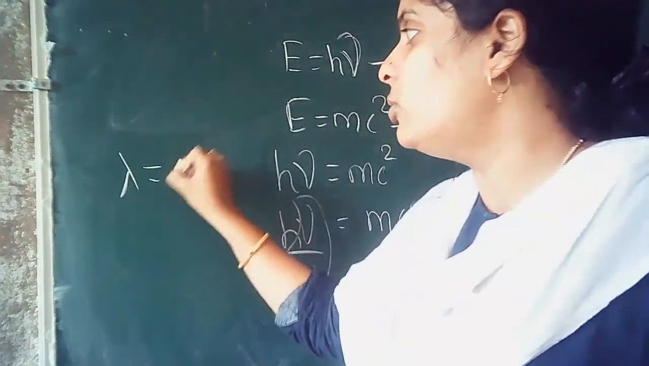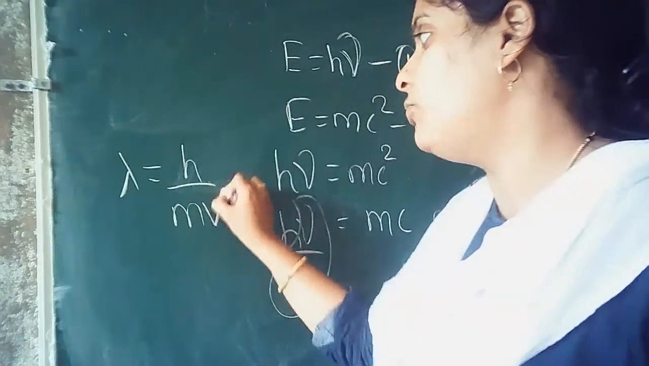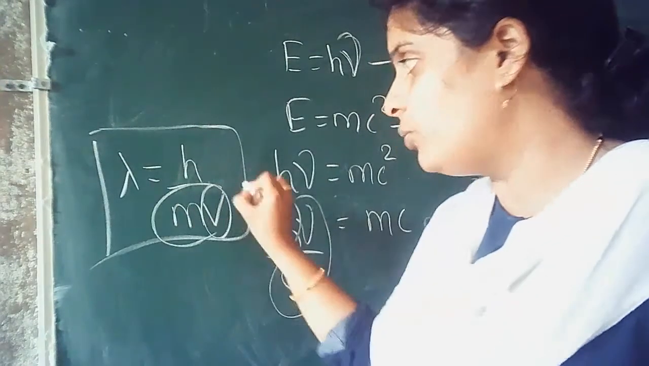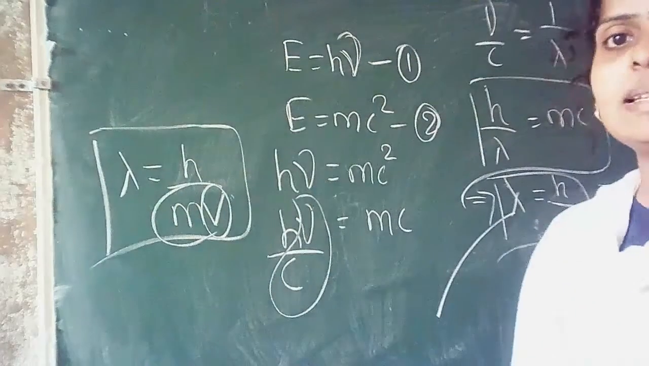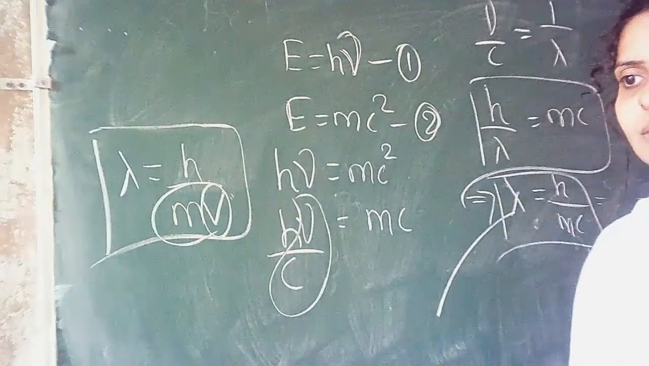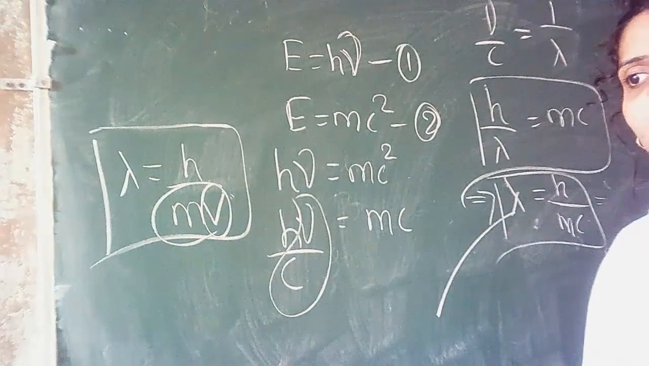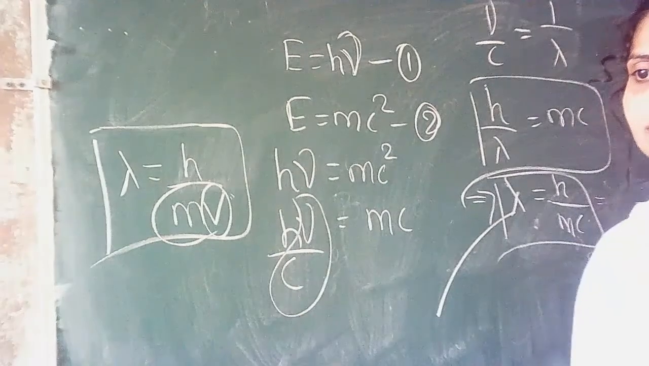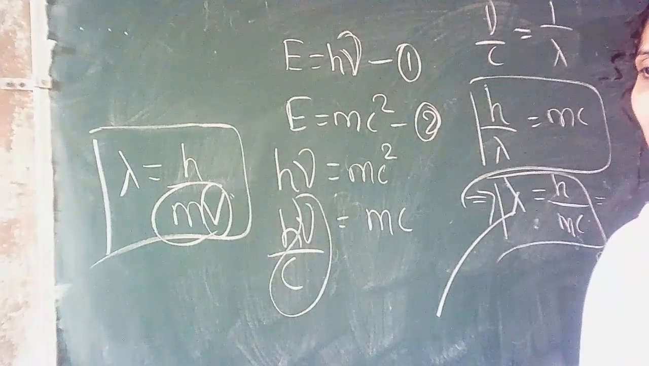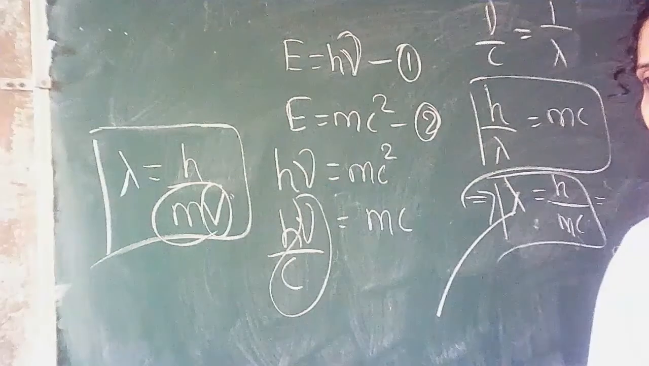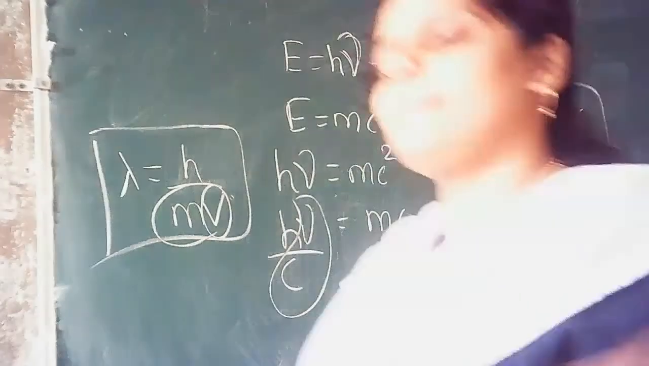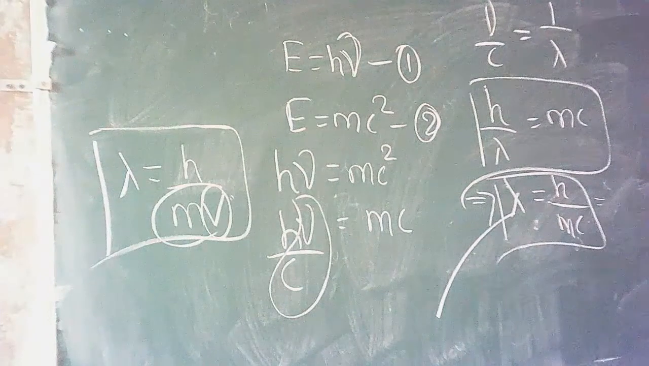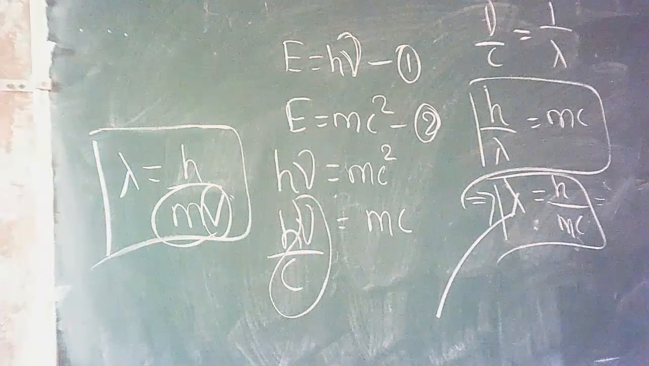So that is lambda is equal to h divided by m into v square. And what is this v? M into v is called as, what is the product of mass and velocity known as? What is mv? What is m into v called as?